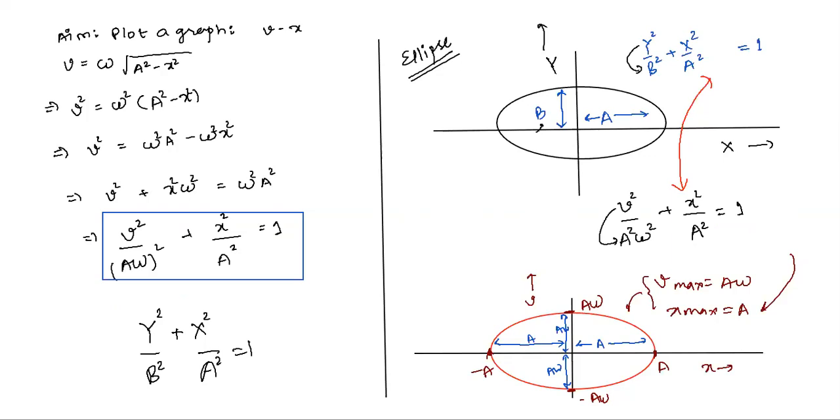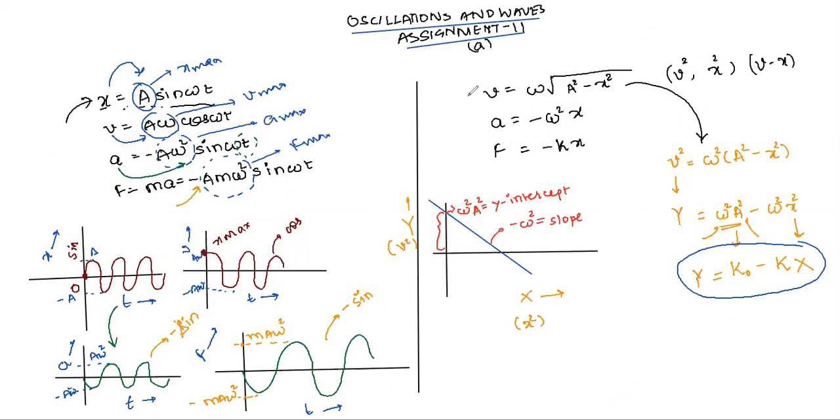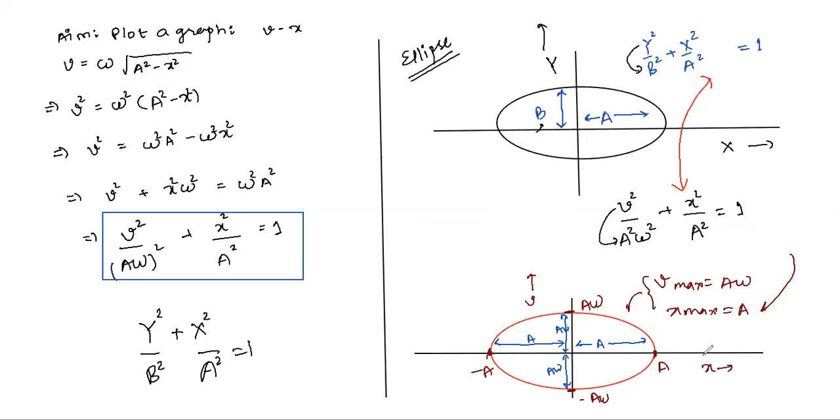So now we have plotted graphs between x and t, v and t, a and t, f and t, and v and x. How about a and x? Karuna, tell me. First of all, I would request you to tell the class what is the equation between a and x. It's minus omega square x, right?